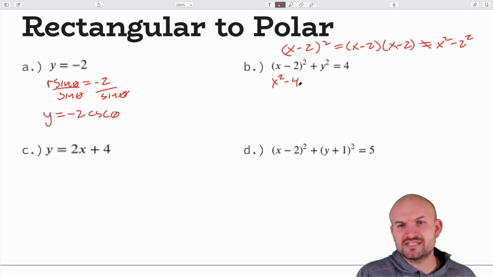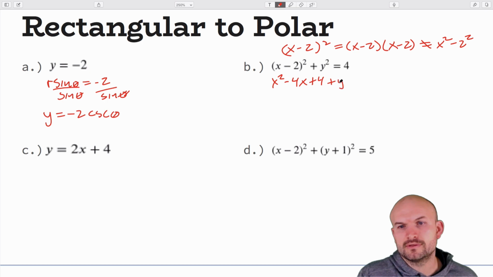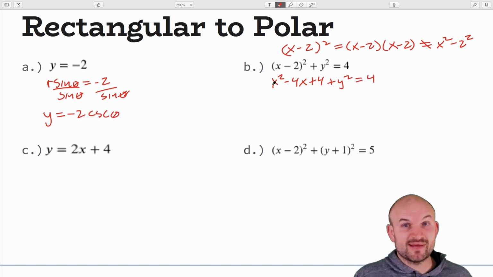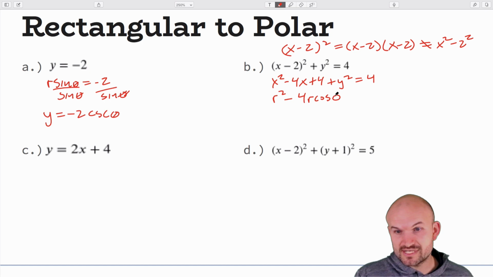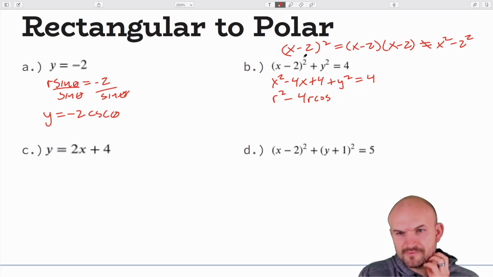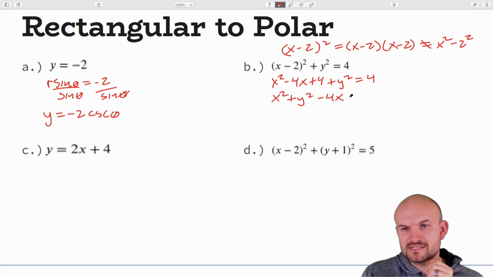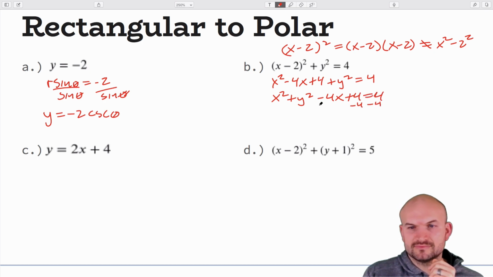So this is going to mean x squared minus 4x plus 4, always happens like that, plus y squared equals 4. Now again, here we have an x squared plus a y squared. Let's just show my work here. Let's group everything. So I have x squared plus y squared minus 4x plus 4 equals 4. Okay, so we can subtract the 4 on both sides.